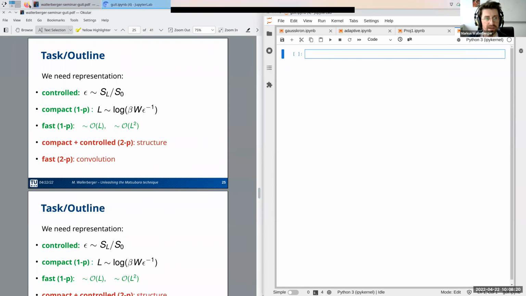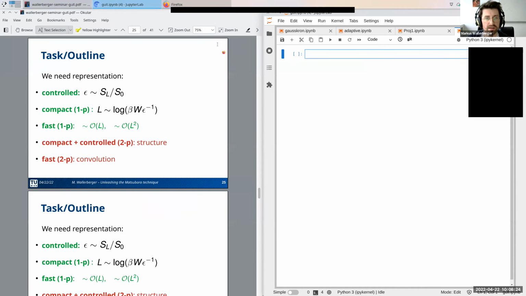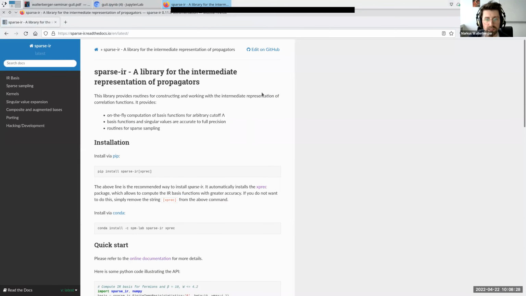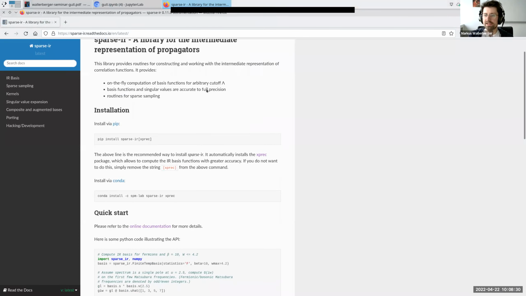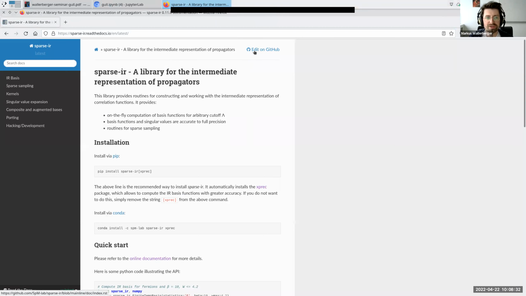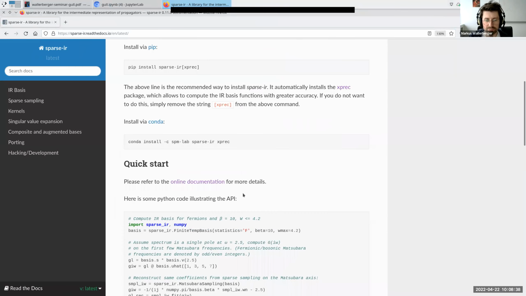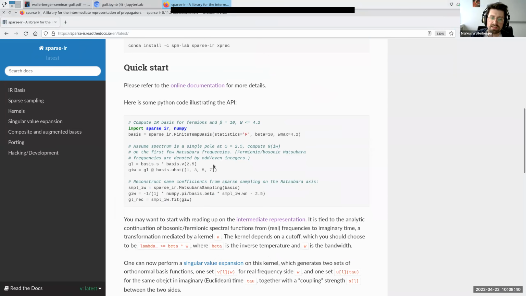Then I would just invite you to look at a new library that I will just briefly mention. It's called SparseIR, and it has very good documentation. So if you are interested in how to do that approach in practice and how to use the IR basis to do calculations, that's what I would recommend.